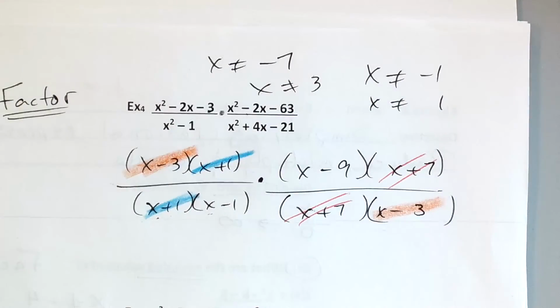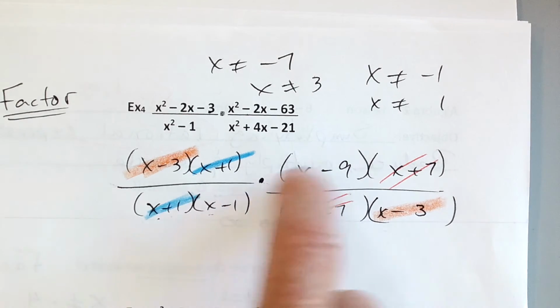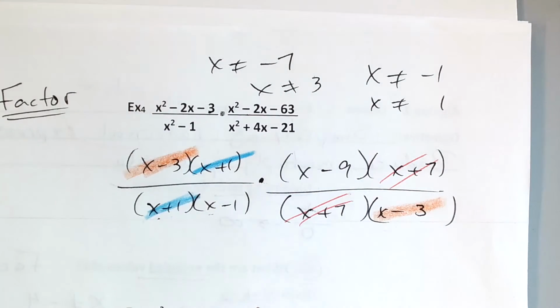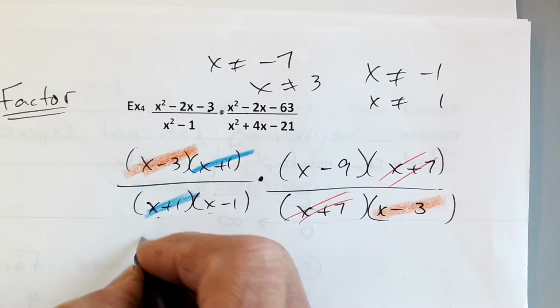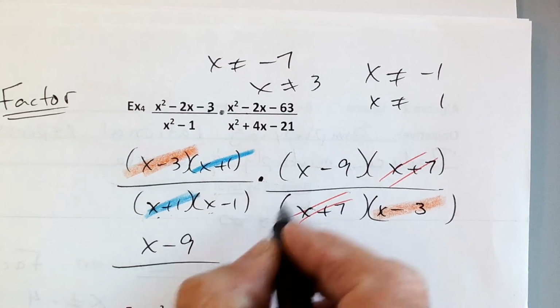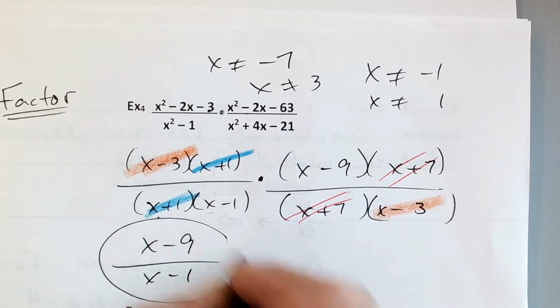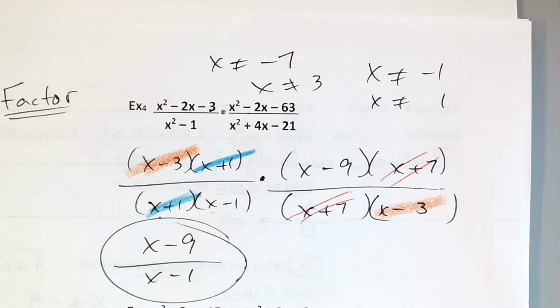Now, I think I'm done, right? I think I've canceled everything I can, because you can't really cancel the x's. We've talked about that. So my answer is going to be x minus 9 over x minus 1. Okay? So this stuff's not that bad if you can factor, right? It all comes down to factoring, okay?